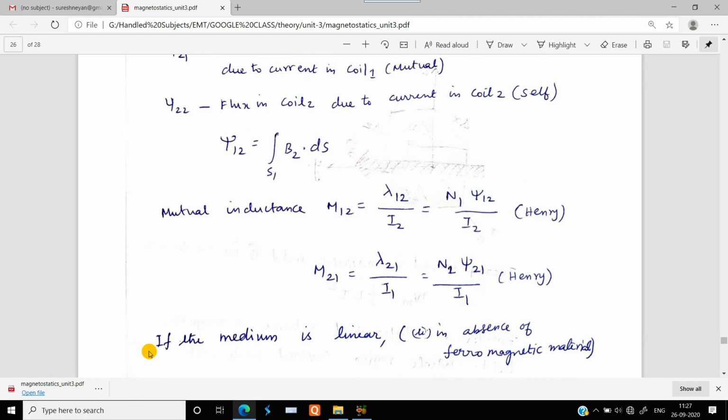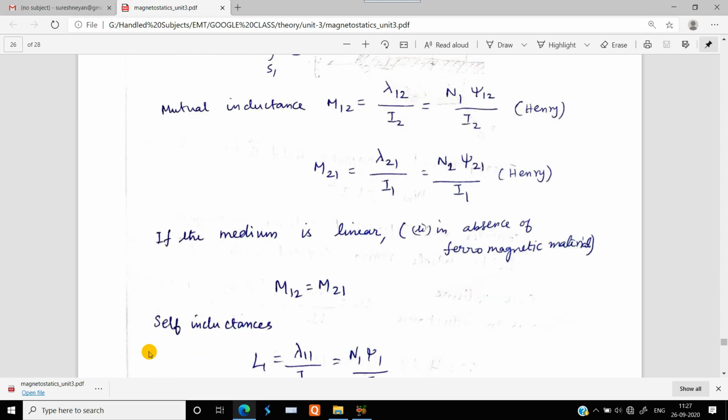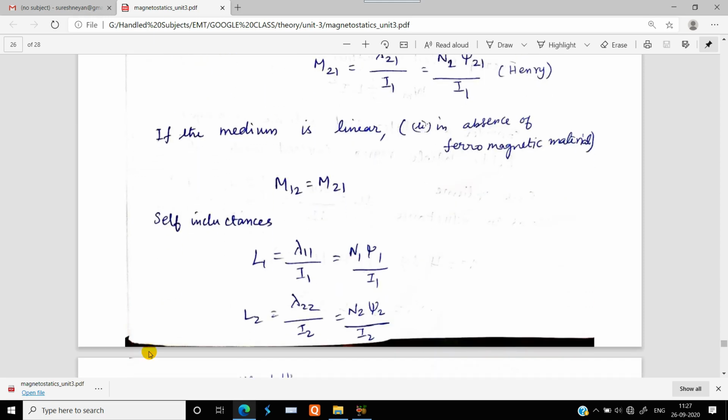So M21 is the mutual inductance in coil number 2 due to the current in coil number 1. It is represented by lambda 21, the flux linkage in coil number 2, divided by I1, the current in coil number 1. So N2 into psi 21 divided by I1 is the mutual inductance in coil number 2 due to the current in coil number 1. If the medium is linear, that is, in the absence of ferromagnetic material, M12 is equal to M21.